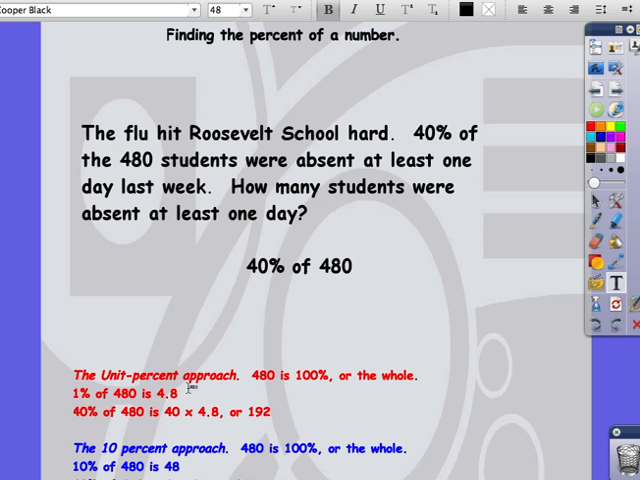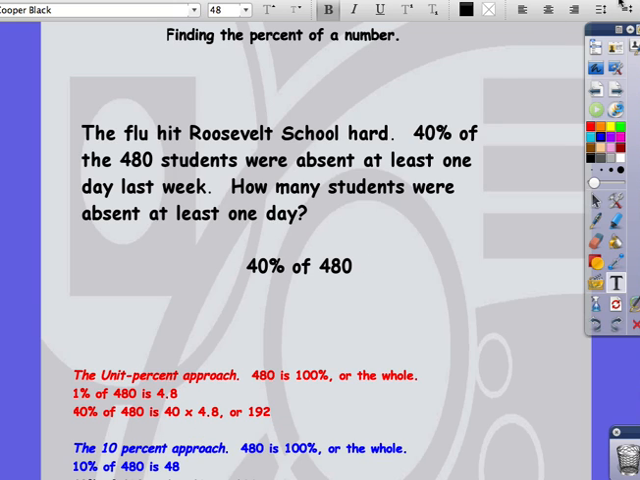The unit percent approach would be: 480 is 100%, because there's 480 students total, or it's the whole thing. 1% of 480 would be 4.8 students. So if I had 40%, I multiply by 4.8, and that would get us our answer of 192. So we're taking a look at how much each percent equals, and then multiplying it by our percent.